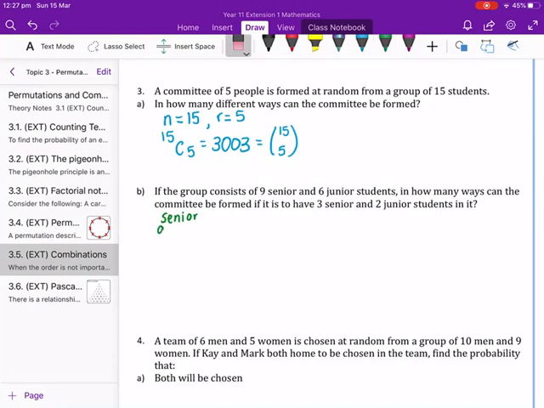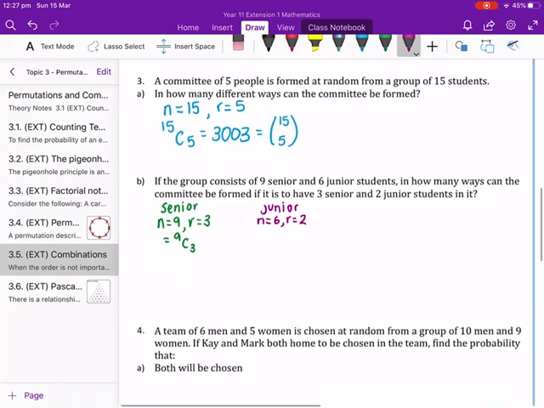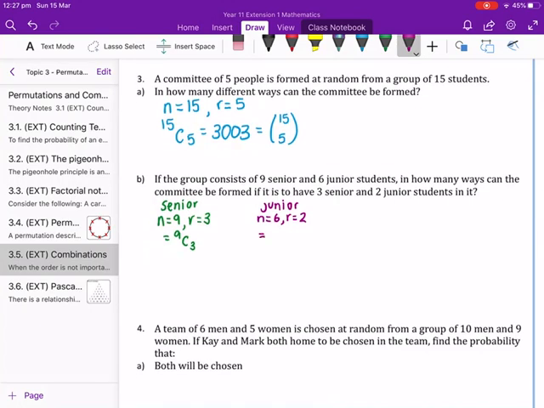So that means that our N equals 9, but we can only choose to have 3 people on the committee. So that means seniors will equal 9 choose 3. Then for our junior students, we have 6 junior students that are in the group, but only R equals 2 junior students can be chosen. So for junior students, we have 6 choose 2.